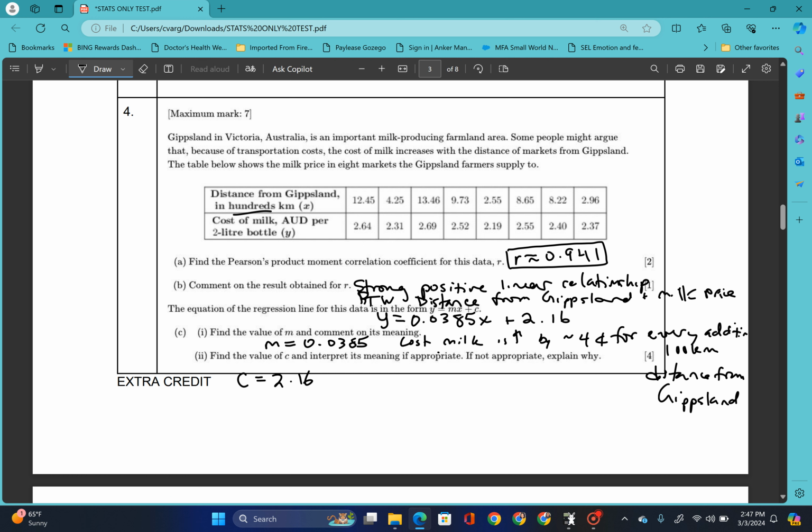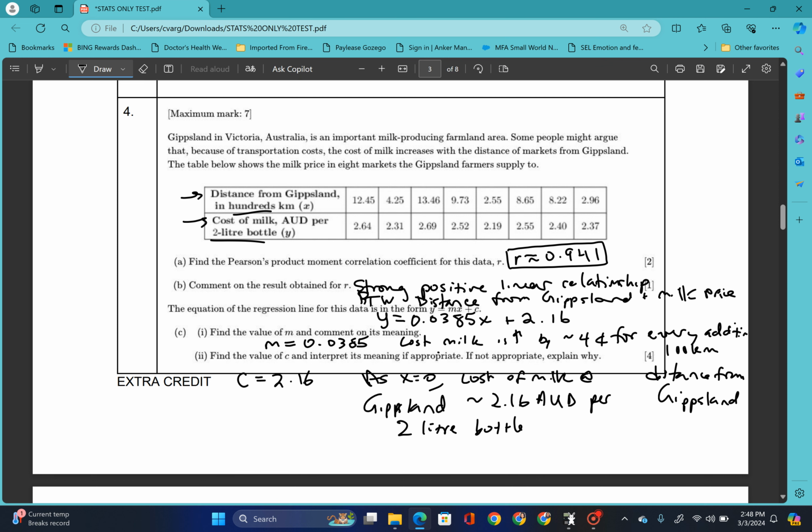So it's appropriate to interpret this meaning as a distance of x equals 0, right? That implies that the cost of milk at Gippsland is about 2.16, and what is our unit? AUD, right? Australian AUD per, and what is that? 2-liter bottle? Yes. So this is per 2-liter bottle. So now do you see, I'm not just writing c equals 2.16, right? I'm using the definitions of what each of these variables mean to help me figure out this answer.